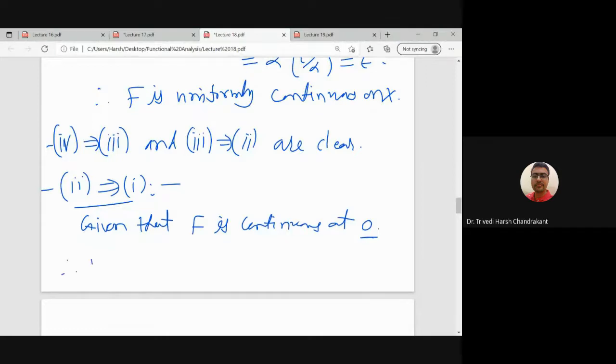So for every epsilon greater than 0 there exists delta greater than 0 such that whenever norm of x minus 0 is less than delta, it implies norm of f(x) minus f(0) is less than epsilon.